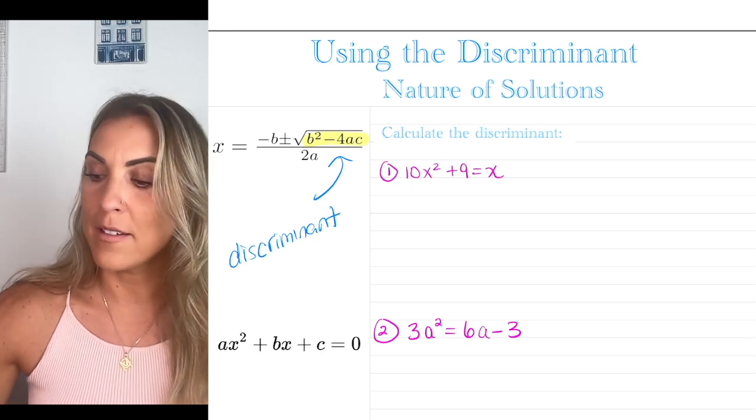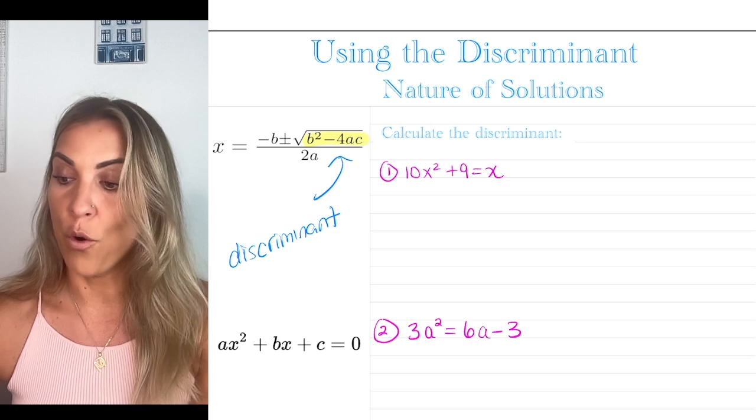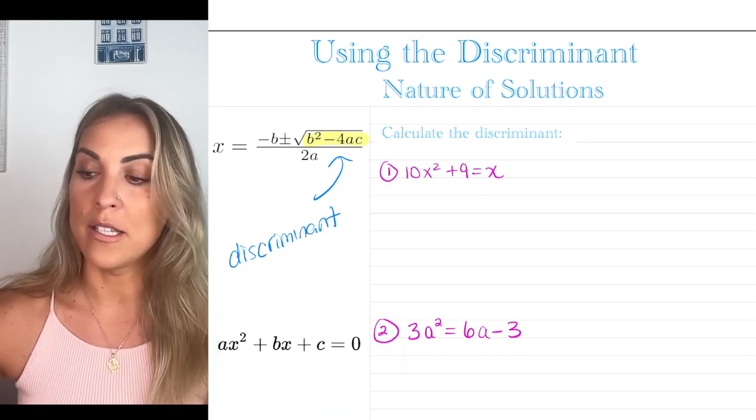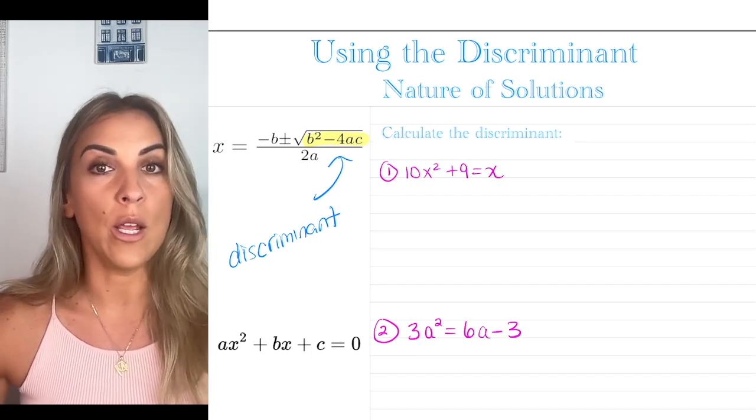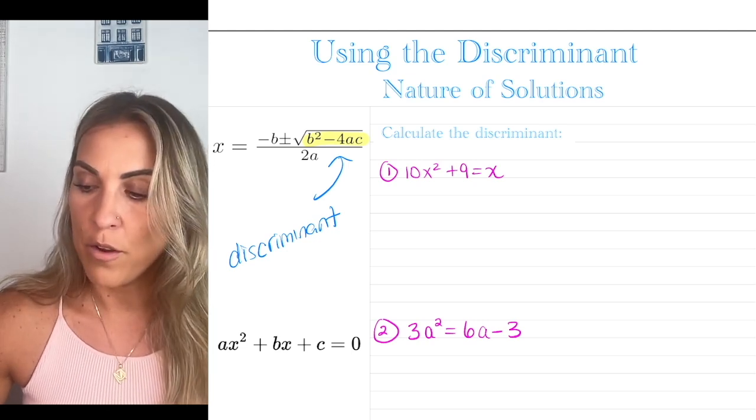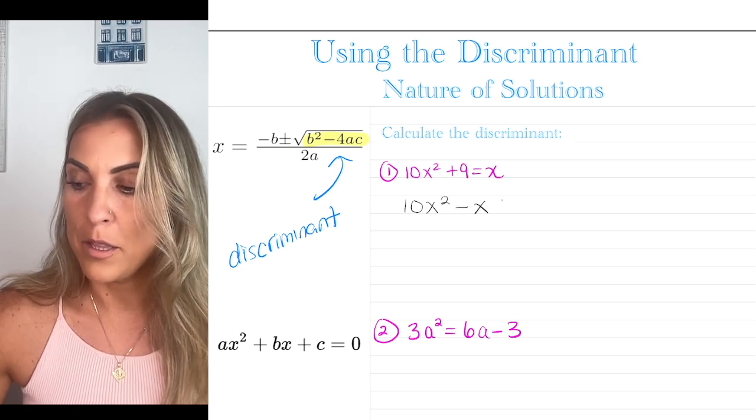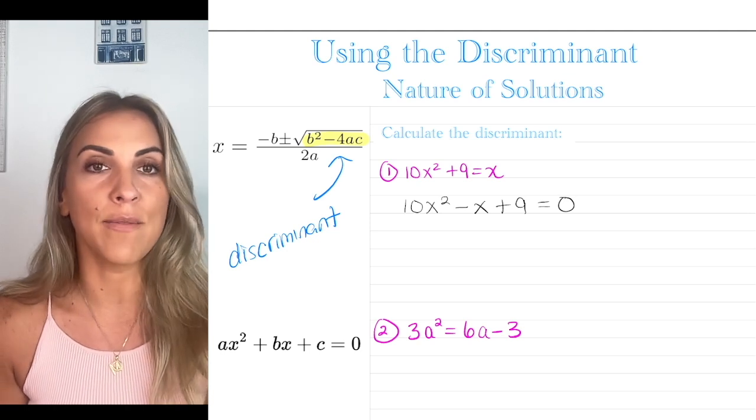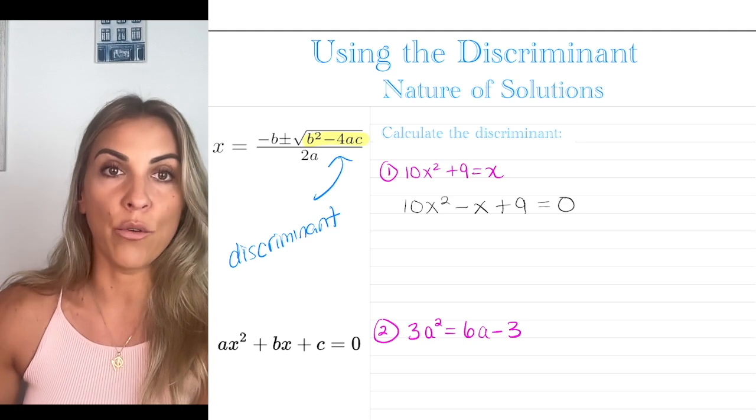Number one, 10x squared plus 9 equals x. That is not in standard form. If we look again at the bottom left here, this equation is set equal to 0 and the one I have is not. So we're going to set this equation equal to 0 by subtracting x from both sides. So I'm going to rewrite this as 10x squared minus x plus 9 equals 0. So I subtracted that x value from both sides so that my quadratic is now in standard form.